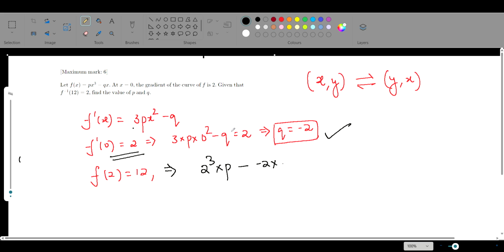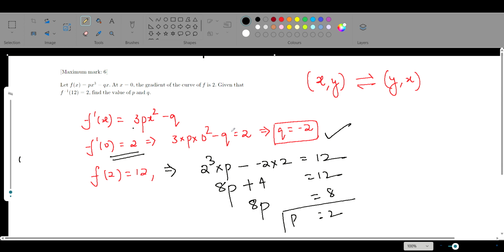So that means that minus q is 2. So q is minus 2. And now that q is minus 2, I can use the inverse function coordinates to find what p is, right? 8p plus 4 is 12. So 8p is 8. P is 1.